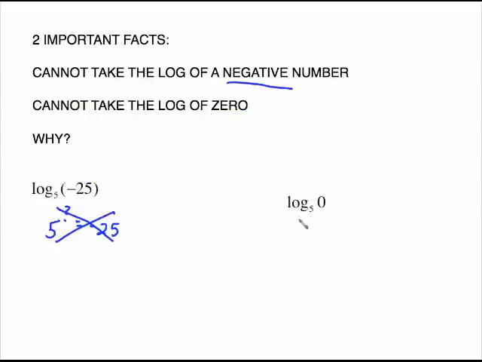The reason you can't take a log of 0, same thing. Let's see if we can figure out what power goes on 5 to make it equal 0. There is no power you put on 5 to make it equal 0. So that's why you can't take the log of 0.